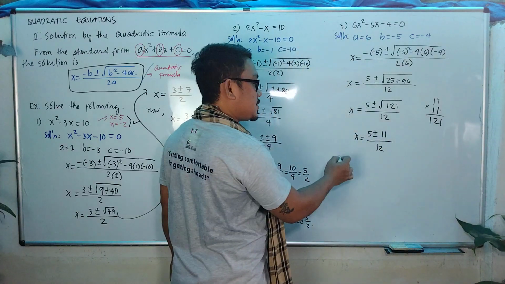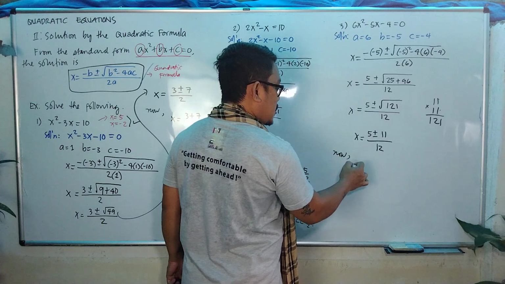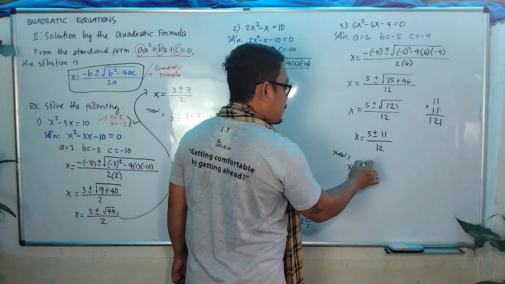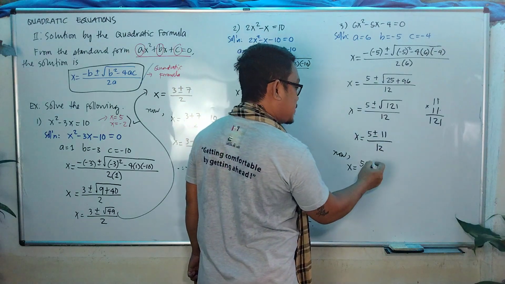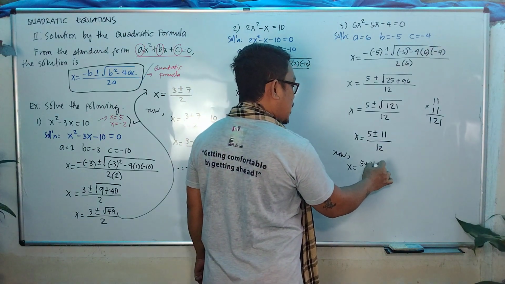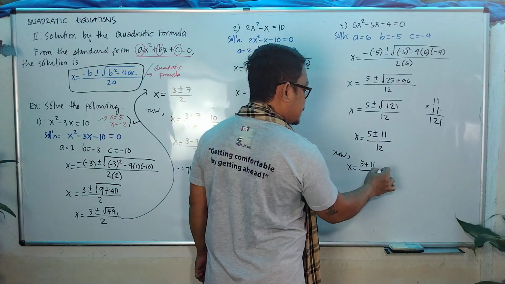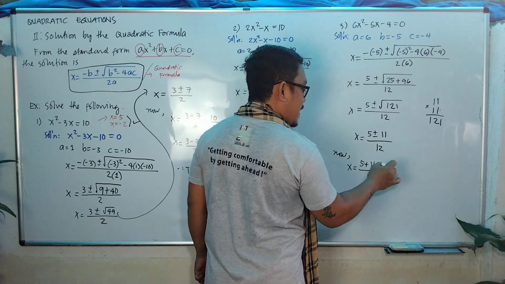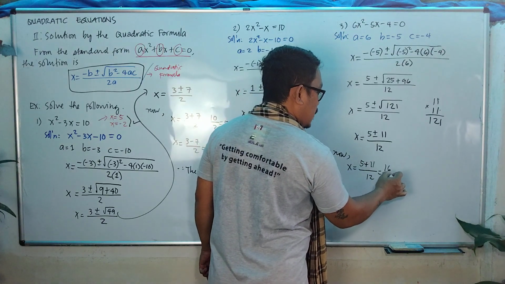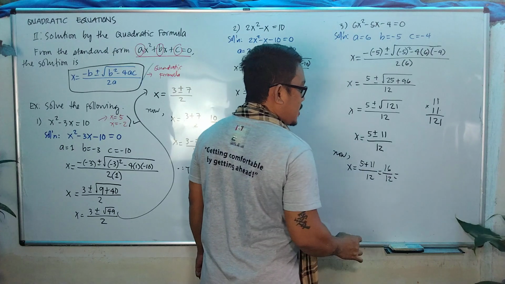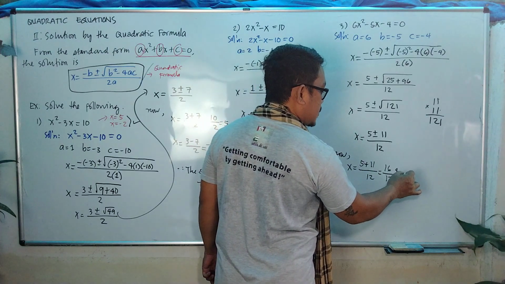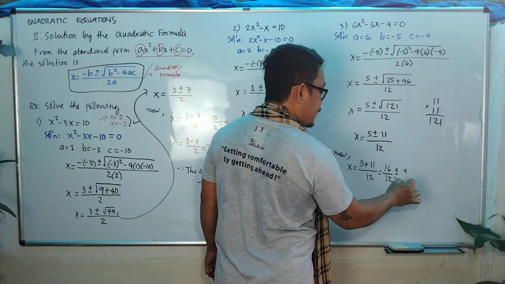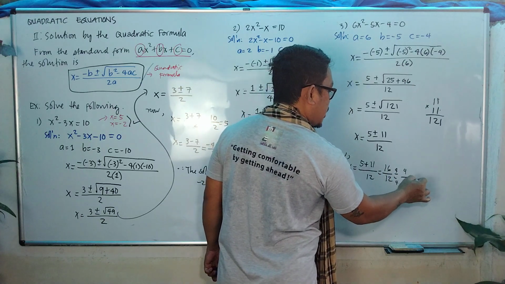Now let's solve for x. x is equal to 5. Let's start with the plus. But whether you start with plus or minus, it's just the same. Plus 11 over 12. So what is 5 plus 11? You have 16 over 12. Okay? Reduce this to its lowest term. The common factor is 4. So you have 4 over 3.